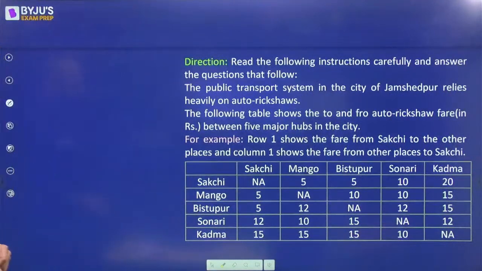So it says that the public transport system in the city of Jamshedpur relies heavily on auto rickshaws. The following table shows the to and fro auto rickshaw fare in rupees between 5 major hubs in the city. For example, row 1 shows the fare from Sakchi to other places and column 1 shows the fare from other places to Sakchi. Okay.